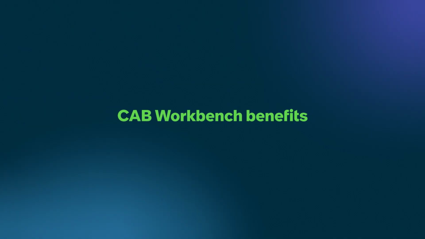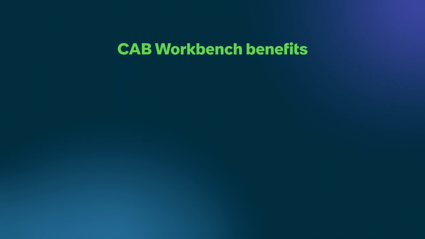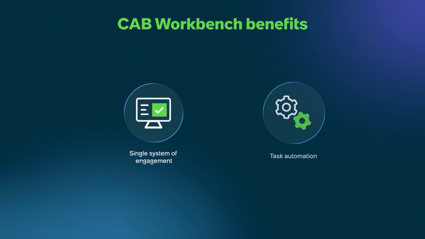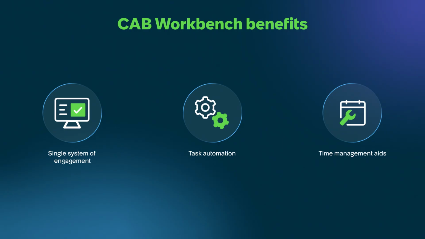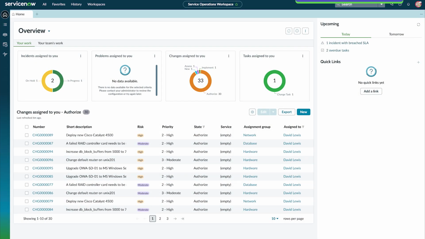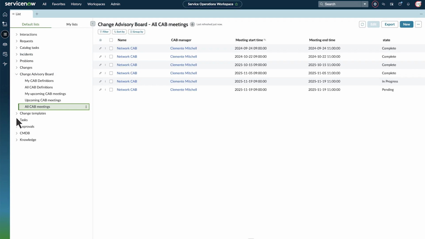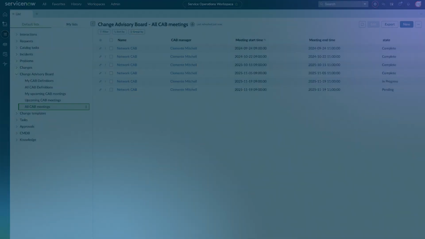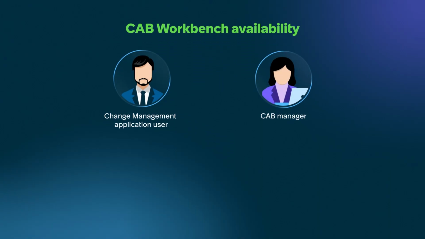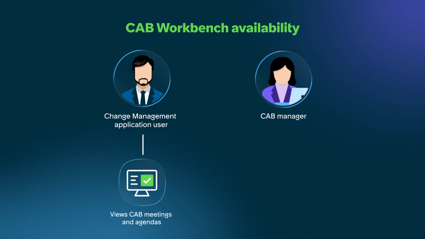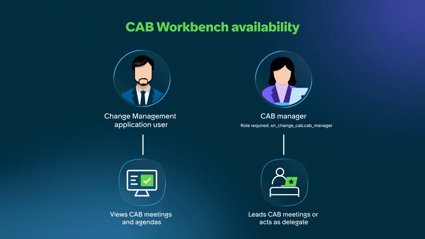The CAB Workbench offers multiple benefits for CAB managers and members, including a single system of engagement, task automation, and time management aids. With a single system of engagement in the Service Operations Workspace, the CAB Workbench enables the CAB manager to schedule, plan, manage, and conduct CAB meetings all in one place. The CAB Workbench is available to anyone with rights to the change management application and will work with any change process. The CAB Manager role should be reserved for any user who will lead a CAB meeting or be available as a delegate if the usual CAB Manager is unavailable.